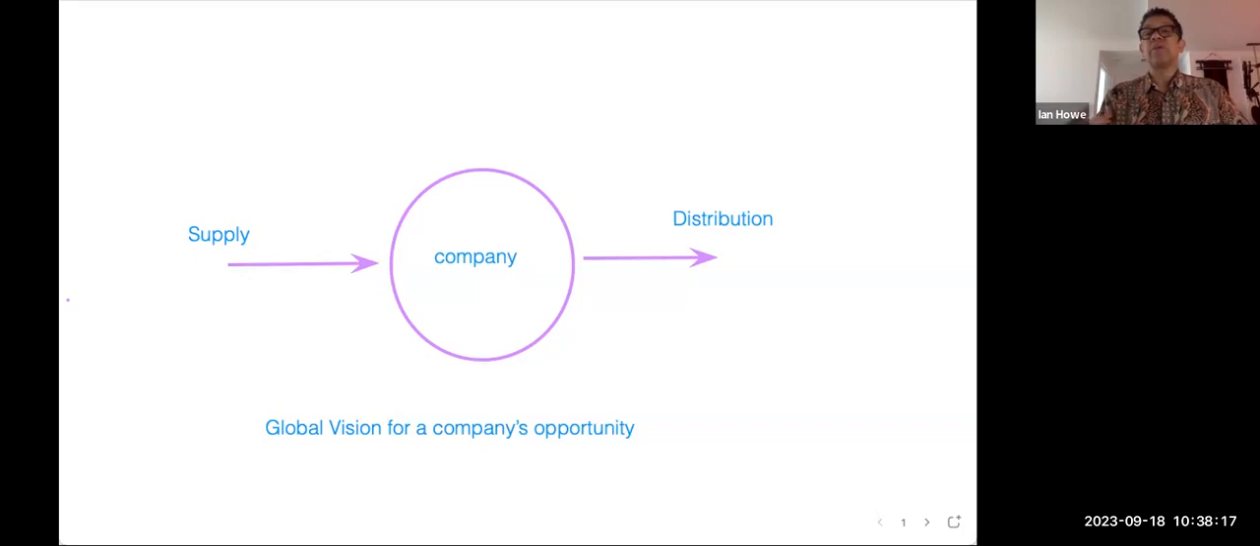It's not just where does my finished product sell, but also how do I produce the product when it comes from different places around the world. Anyway, we'll move on because I can ask a million questions about this stuff. All right, so the next part, and then the global vision is the company's opportunity.